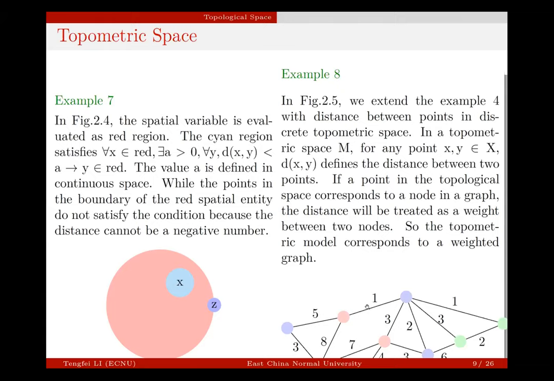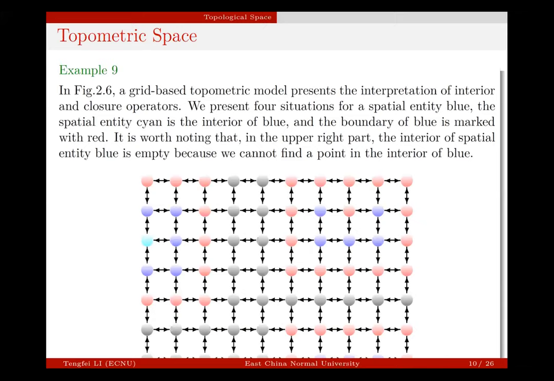So this is a kind of topometric space, and it's the grid bits, the topological space. I'm sorry. So there is a false situation, and the separating CN is the interval of the blue, and the border is marked with red, right?